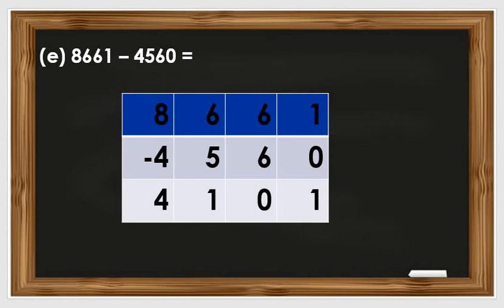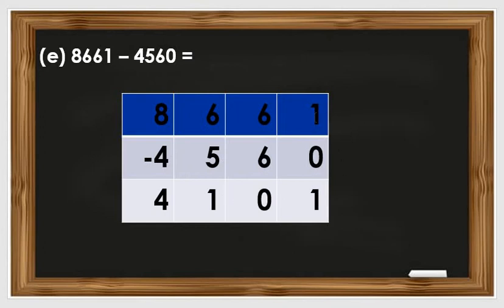What is question number E, all students? 8,661 minus 4,516. Okay, so again I am repeating the question. 8,661 minus 4,516. So now let's start solving the question.